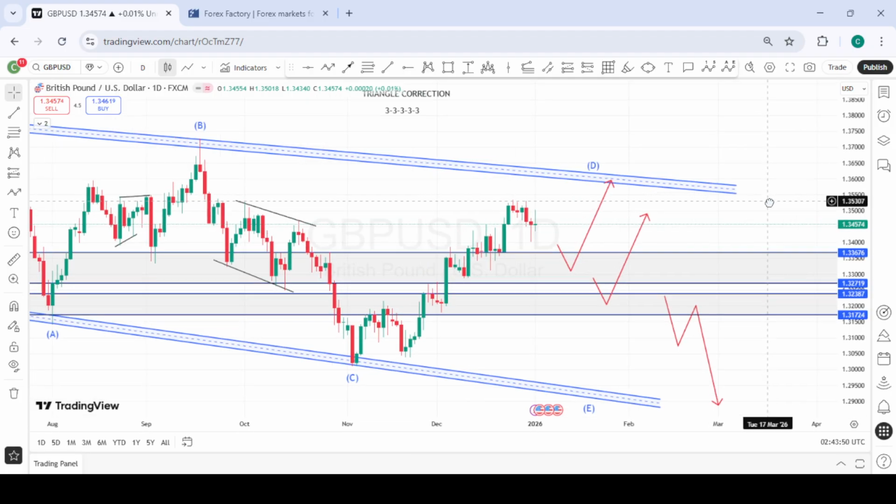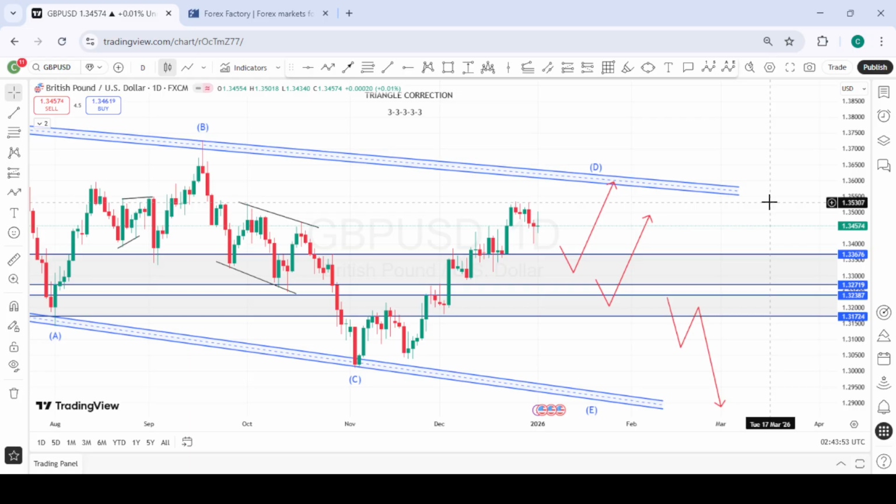If you're a day trader or an intraday trader, you should be looking out for some sells to these very areas we have below. Price would be considered bearish if we're able to break this zone and continue to the downside. But until then, we are bullish, looking for a continuation to complete this D leg for the triangle correction.